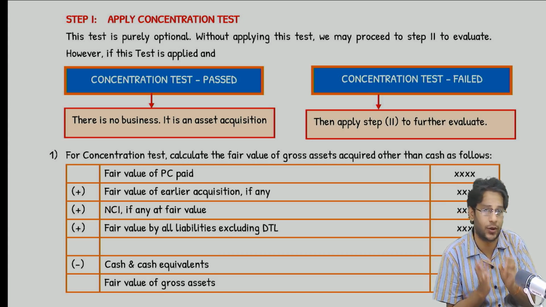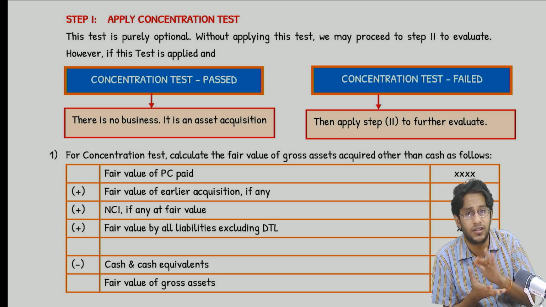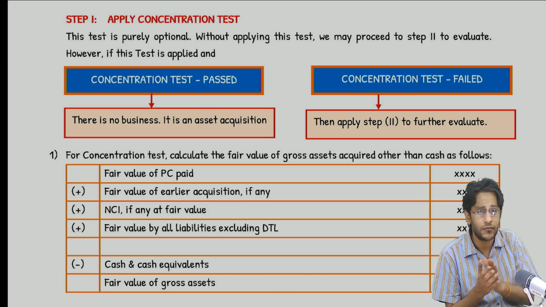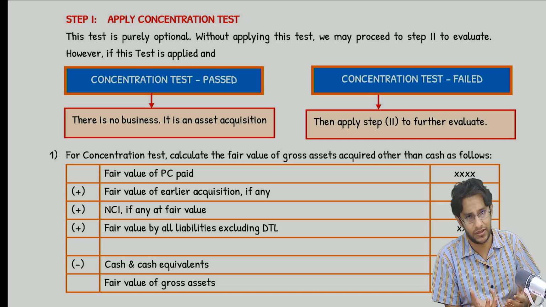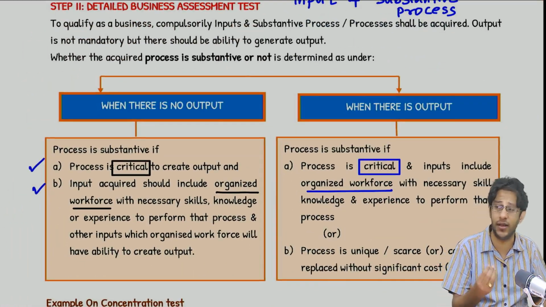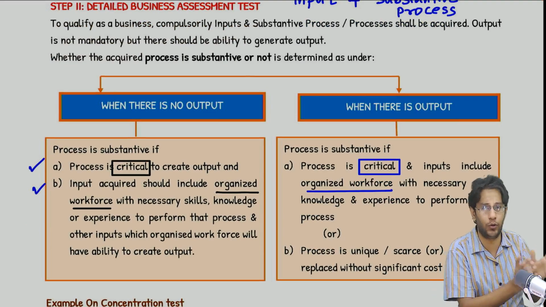This is a pure asset acquisition. No sir, concentration test failed. If the concentration test is failed, in that case, I cannot conclude that you are a business. In that case, you have to go and again check whether the process that you have acquired is a substantive process or not. Step number 2 will follow.